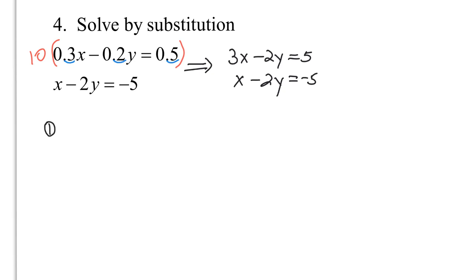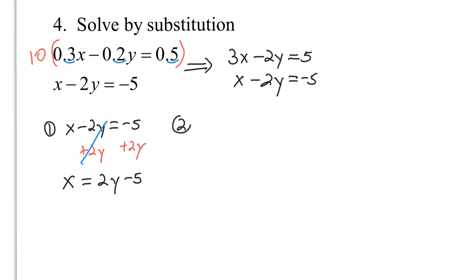So let's go ahead and do step number 1. You look for the variable that has a coefficient of 1. Hey, it's right here. So I'm going to solve for that variable. x minus 2y equals negative 5. I'm going to add 2y to both sides. So this is gone. x equals positive 2y minus 5.